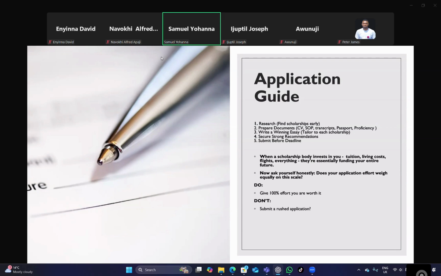No. And also, don't just copy and paste a generic essay you find online, or maybe from ChatGPT, and then submit your essay. Don't do that. And one important thing, don't give up when rejected. I can tell you this because rejection is a sure thing if you are on this journey.